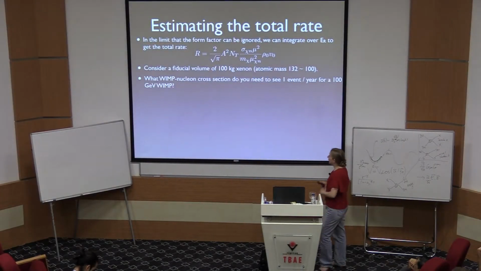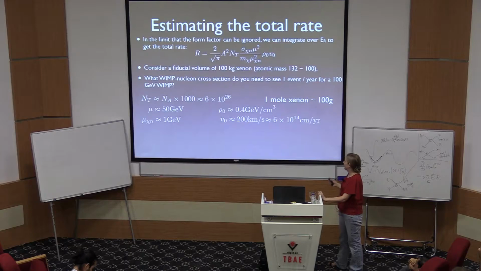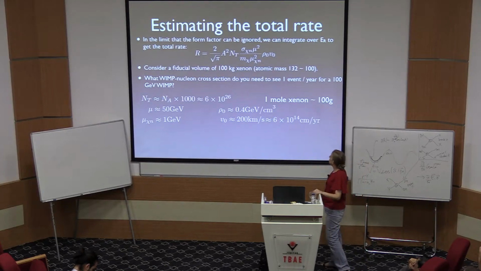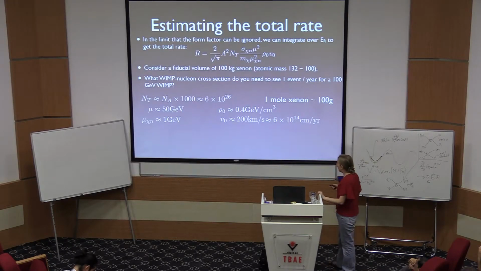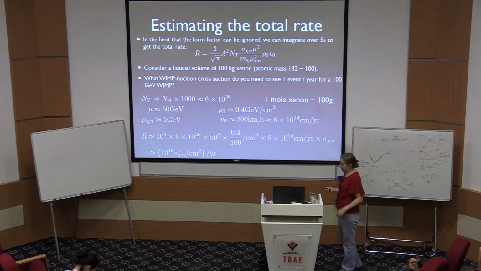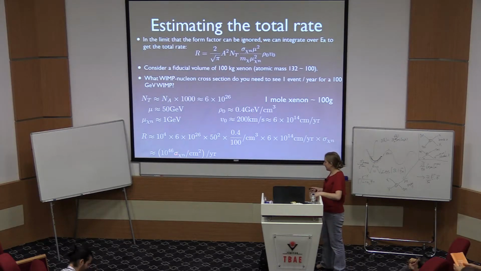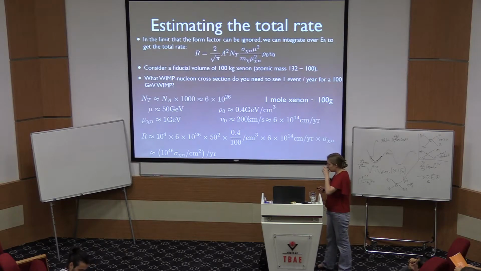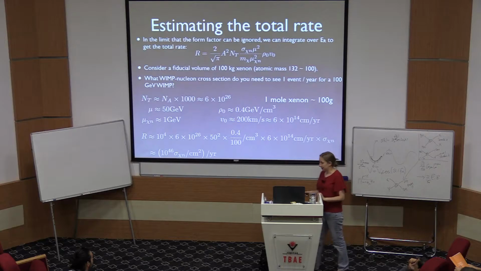Okay, we can just do a back of the envelope estimate. Given that I want to get to other stuff, I'm going to go through this quickly, but you can look at this on the slide later. If I had 100 kilos of xenon, which has an atomic mass of 132, what total rate should I be getting? It's a function of the WIMP cross-section, and you find that the rate ends up being about 10 to the 46 times this WIMP-nucleon scattering cross-section per square centimeter per year. As you saw on that earlier slide, the limits currently on this quantity are right around 10 to the minus 46. This is why.